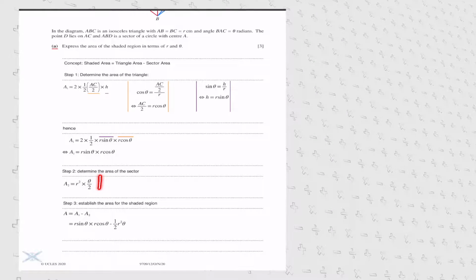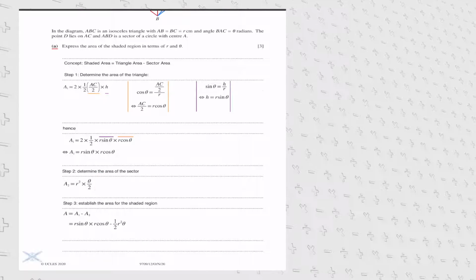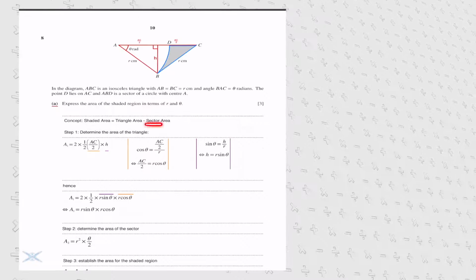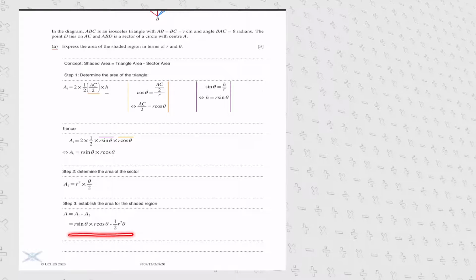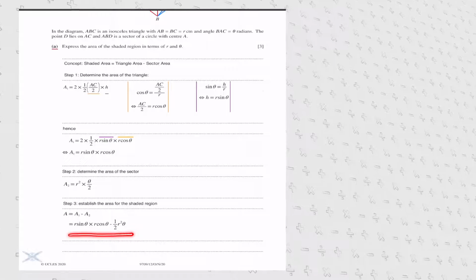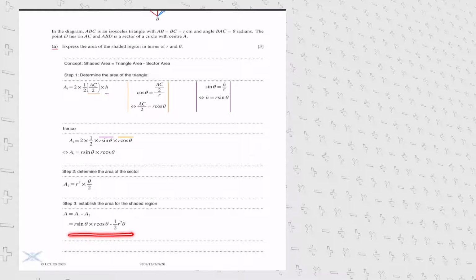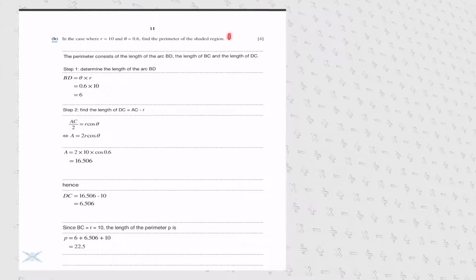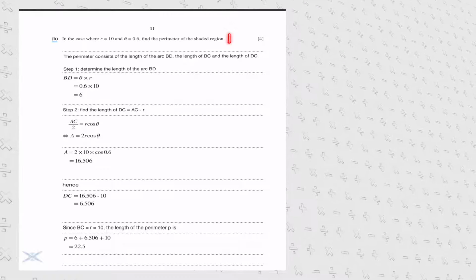In step 2, we can employ the formula for calculating an area of a sector, which you can find here. Finally, we subtract the area of the sector from the area of the triangle as planned and arrive at the conclusion that this area can be represented by the expression r sine theta multiplied by r cosine theta minus 1/2 r squared theta.